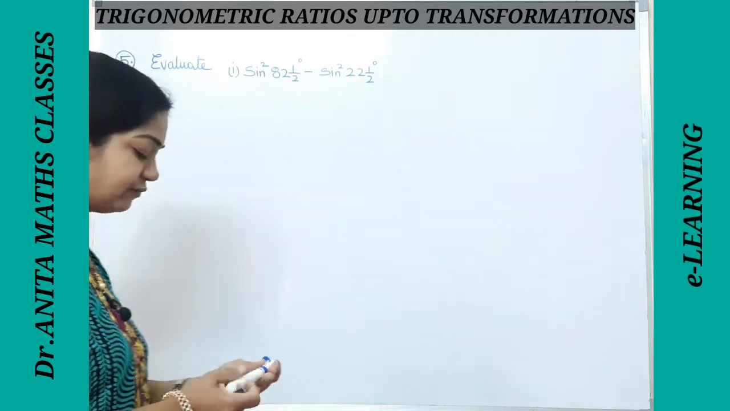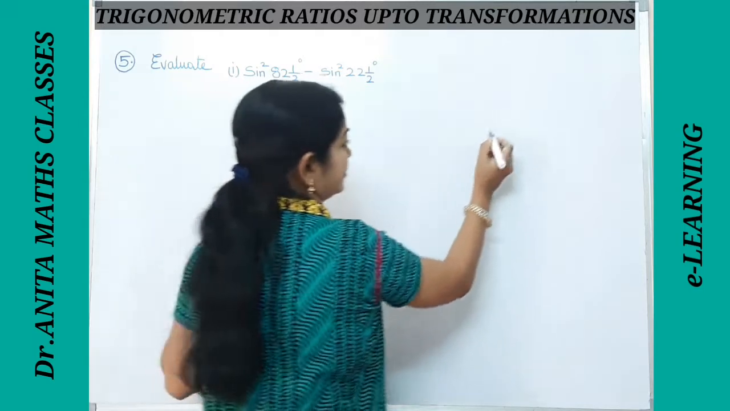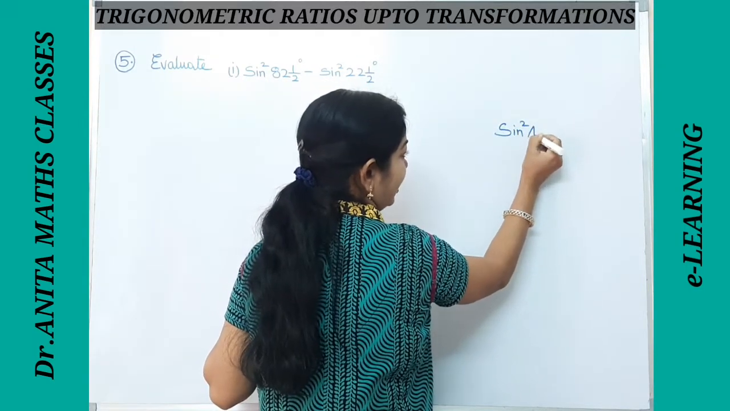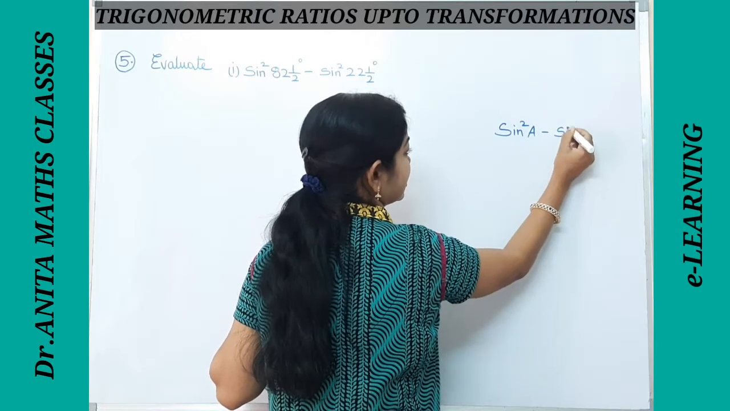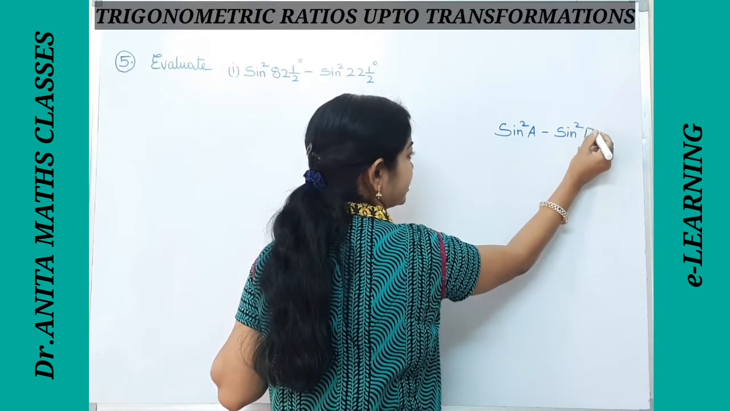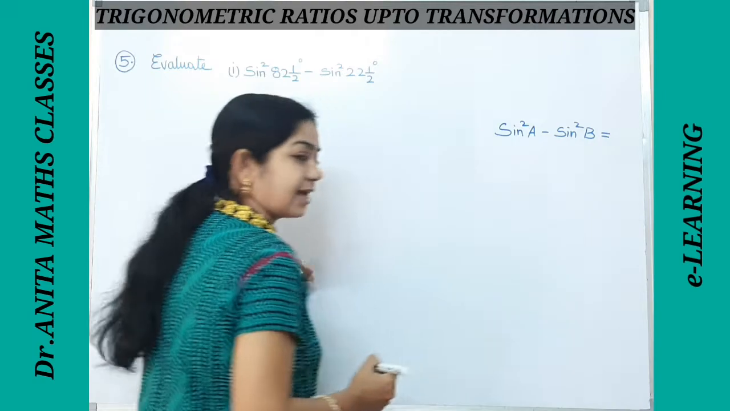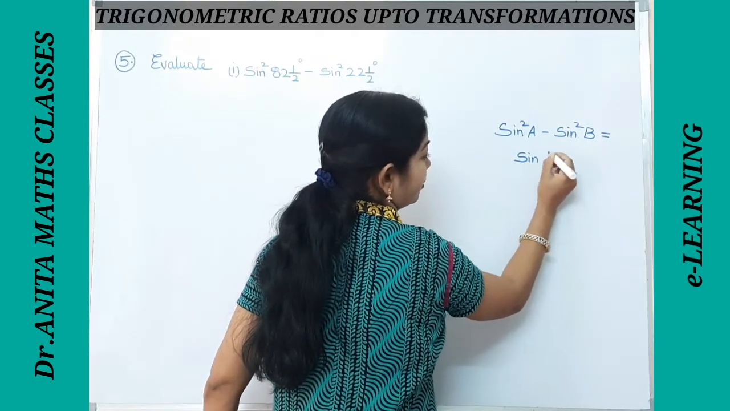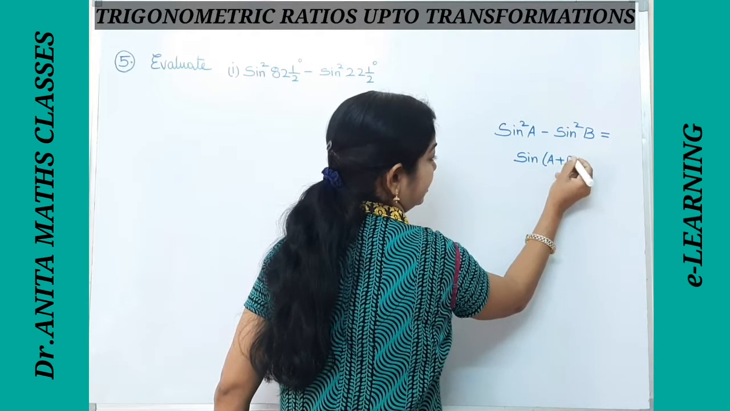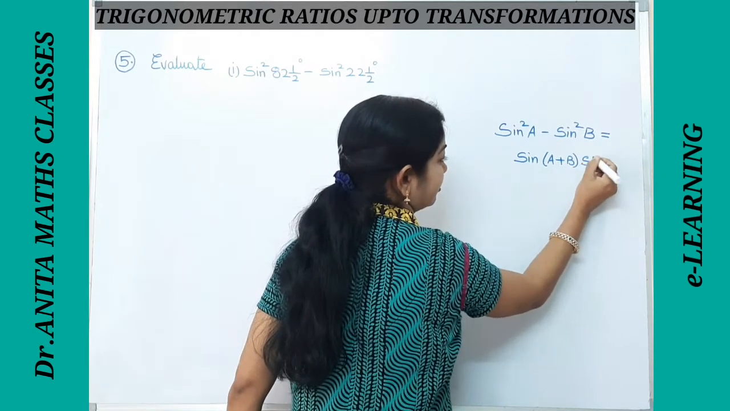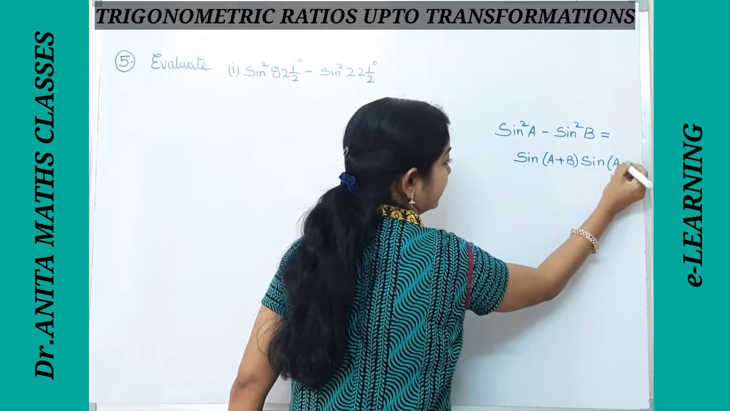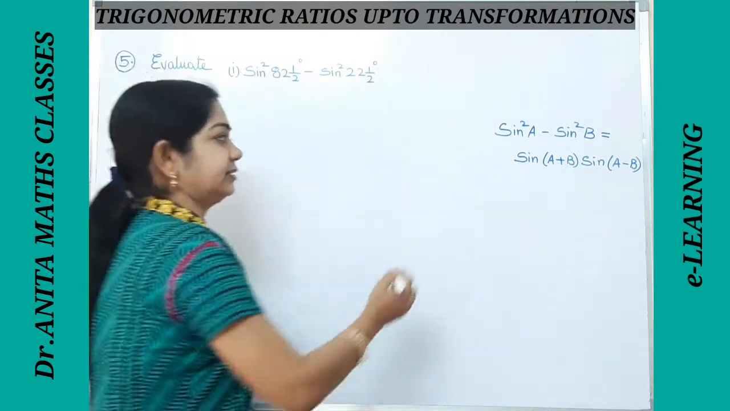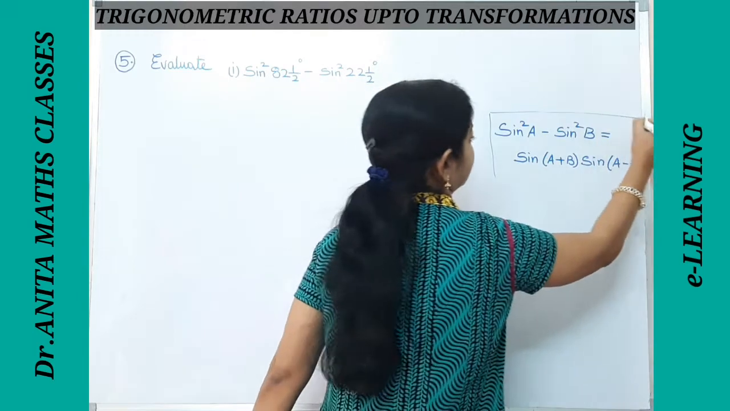Now, we have a formula. Let me write the formula in the rough part. Sine square A minus sine square B can be written as sine of A plus B into sine of A minus B, simply. This is the formula which we are going to use here.